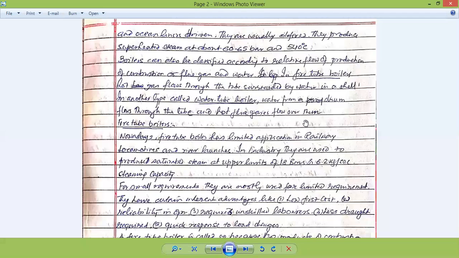What are fire tube boilers? Nowadays, fire tube boilers have limited application in railway locomotives and river launches. Almost these fire tube boilers are abolished. Actually, the heated flue gases flow through the tube and the surrounding water receives the heat, so that the heat is transferred to the water and the water is converted to steam itself.